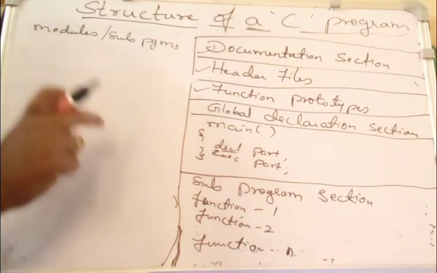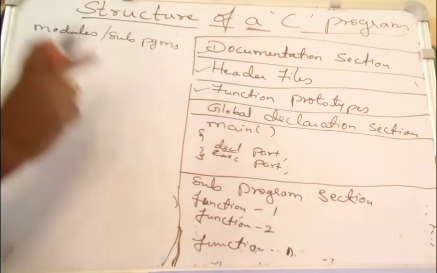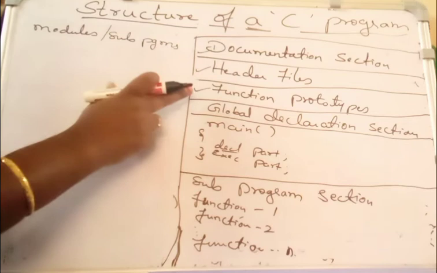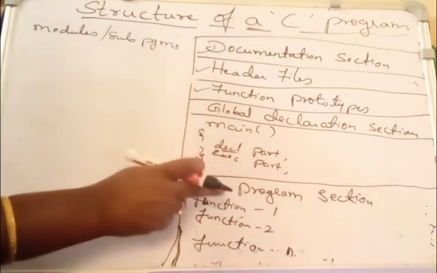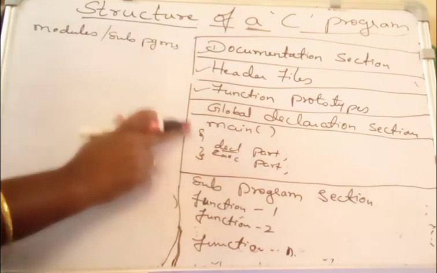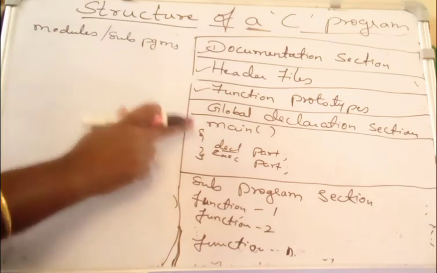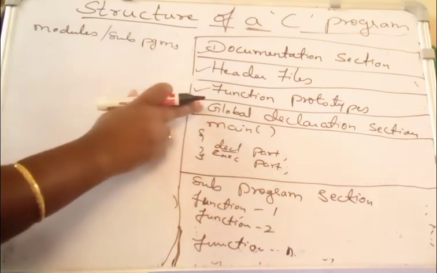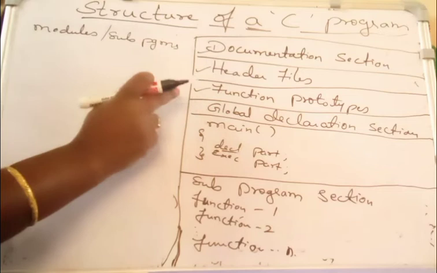So some of the modules might be made global. Global means every function need not be declared inside the main function. If the function is declared outside the main function, then we say that it is global.